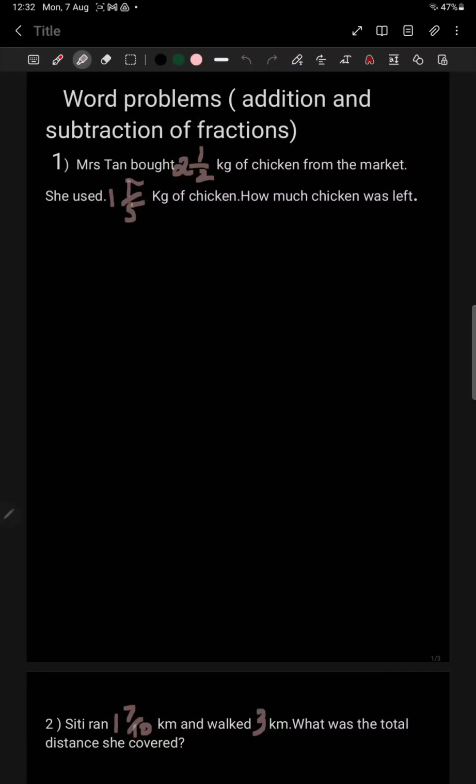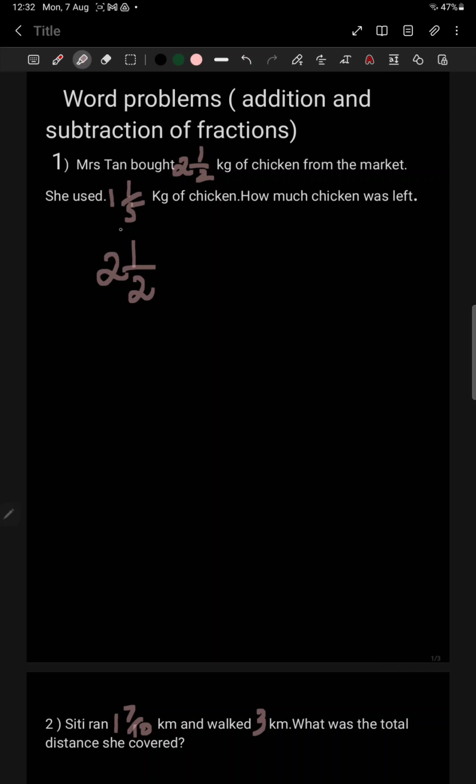Students, we are having a word problem over here. The question is: Mrs. Tan bought 2 whole 1/2 kg of chicken from the market and she used 1 whole 1/5 kg of chicken. How much chicken was left? Over here we can clearly understand that this much chicken has been bought. So this is the quantity of the chicken she has bought, 2 whole 1/2, and she used this 1 whole 1/5 kilograms of chicken.